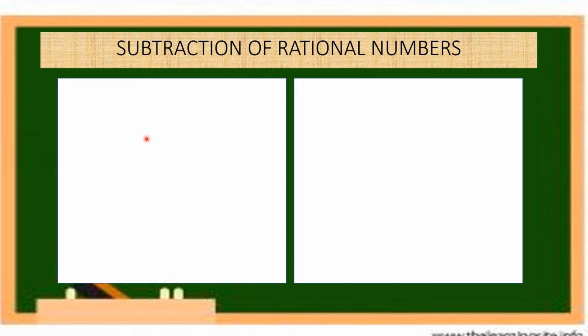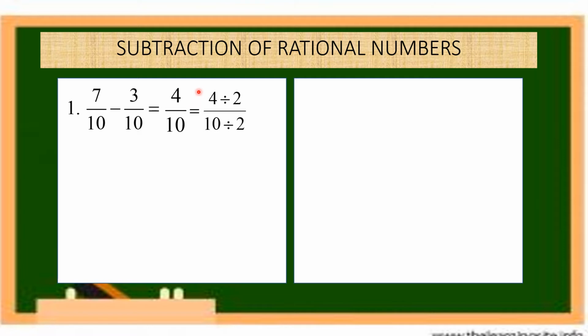In subtraction of rational numbers, we have problem number 1. We have the same denominator. We subtract the numerator and copy the denominator. 7 minus 3 is 4. 4 over 10. But the result is still divisible by 2. We divide both the numerator and denominator by 2. So the result is 2 over 5.